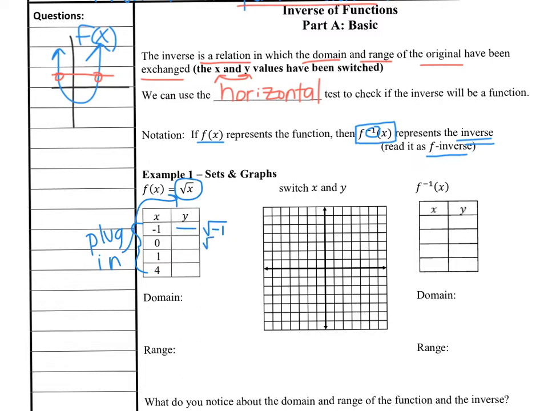When you plug in a 0, you just get 0. When you plug in a 1, you get 1. And when you plug in a 4, you get 2. Square root of 4 is 2.